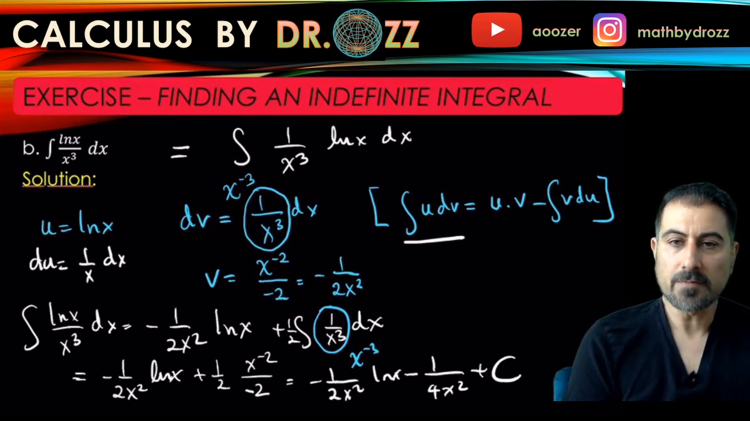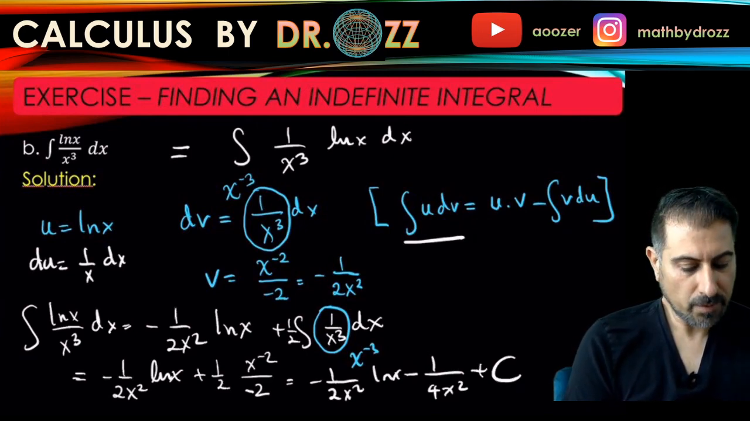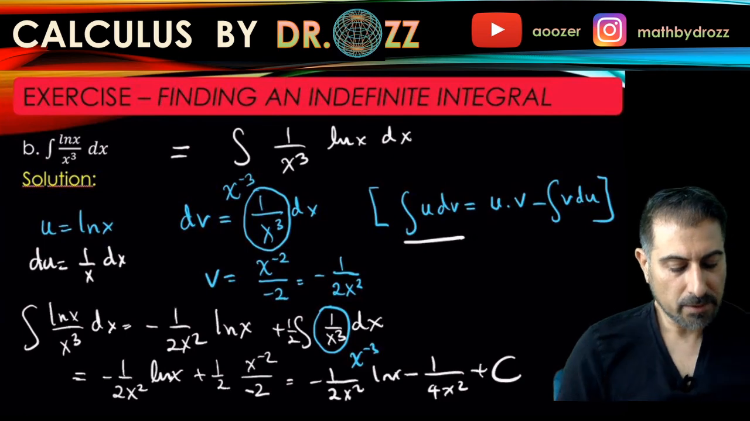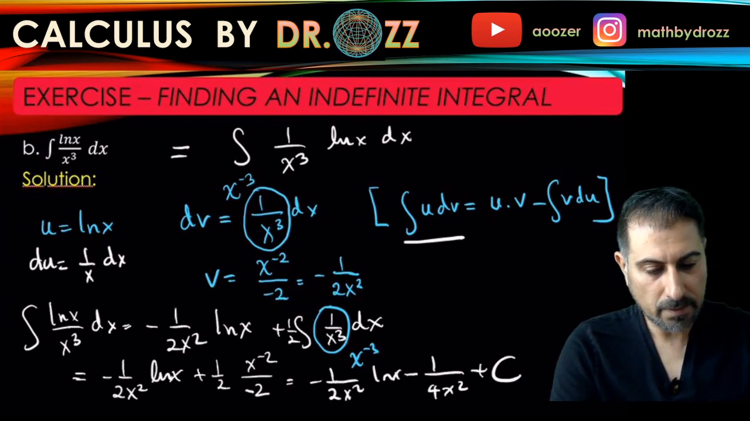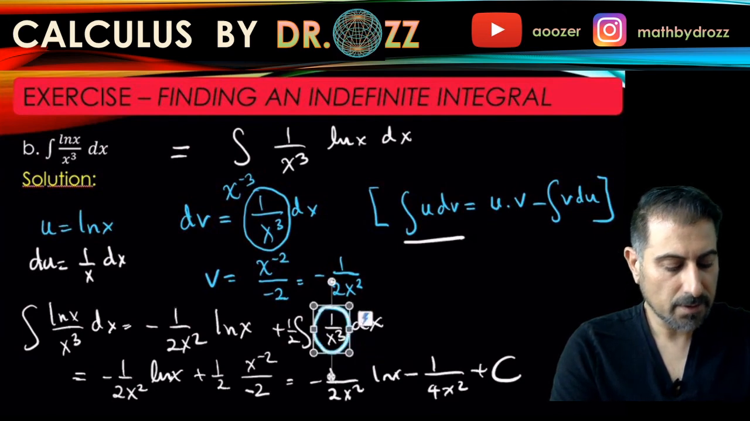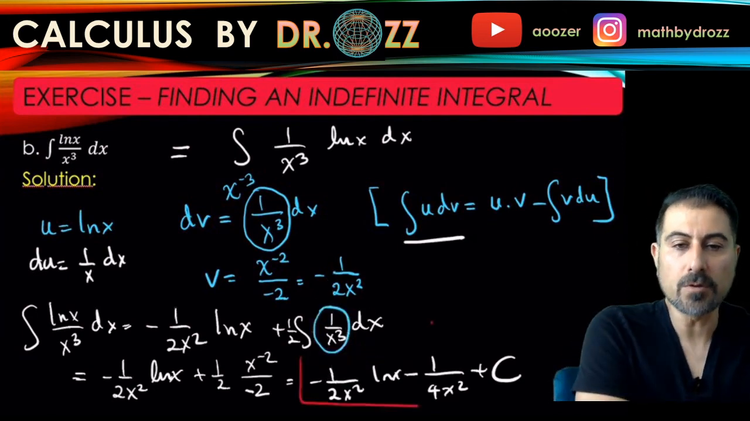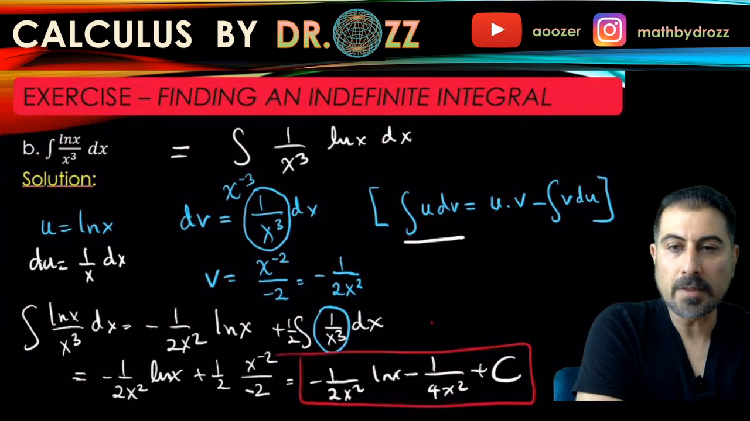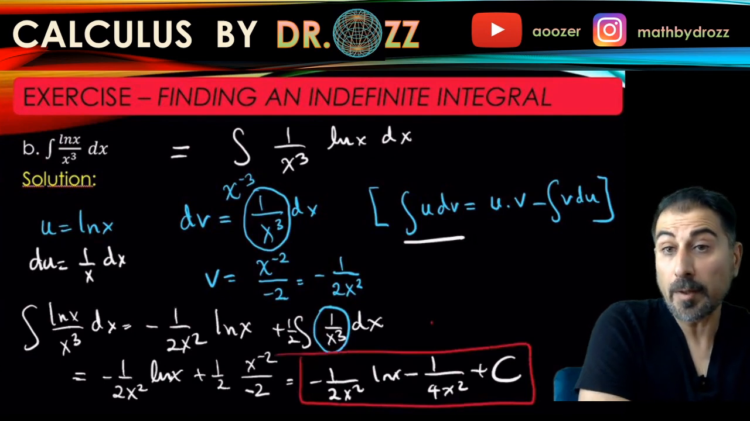So the final output is negative 1 over 2x squared times ln x, minus 1 over 4x squared, plus c. Let me just clean this part and then put it in a box. So this is the final output for the integral in part B, ln x over x cubed.